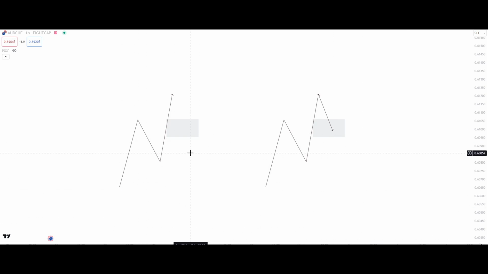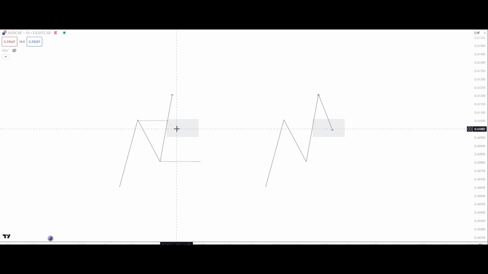Okay, so basically, this strategy, or this concept, is the ERL to IRL, external range liquidity into internal range liquidity. Now, if you don't know what external range liquidity is, it is basically a high or a low, right? So just like this one, this is a high, right? And this is a low. This is what external range liquidity is.